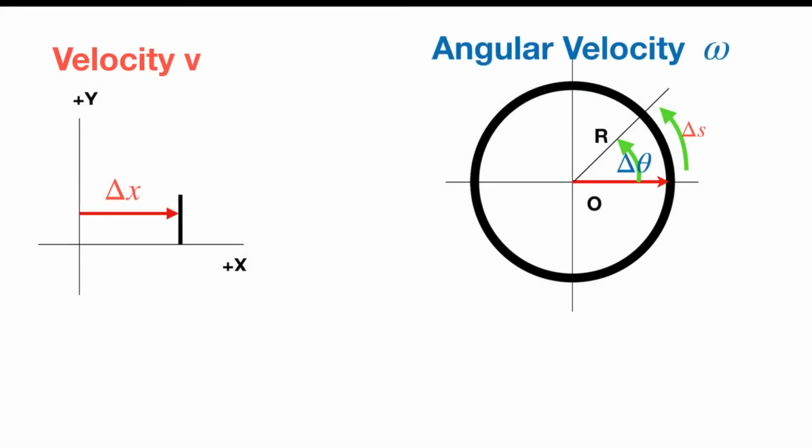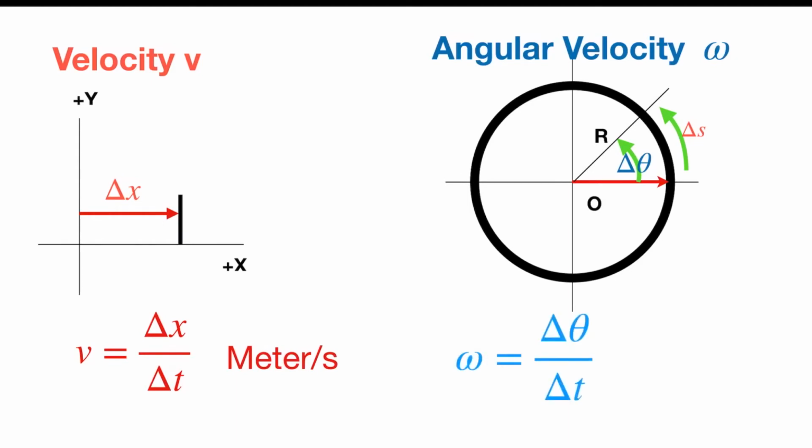Now let's check the angular velocity. In case of linear motion, the velocity is defined by del x by del t, the displacement divided by the time duration, and it is measured in meters per second. Similarly, in case of angular motion, the angular velocity omega is defined by angular displacement divided by time and measured in radians per second. The direction of angular velocity again is given by the right hand thumb rule. So the direction of angular velocity is in the direction of displacement.